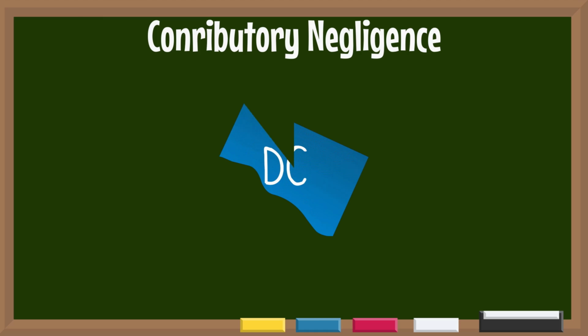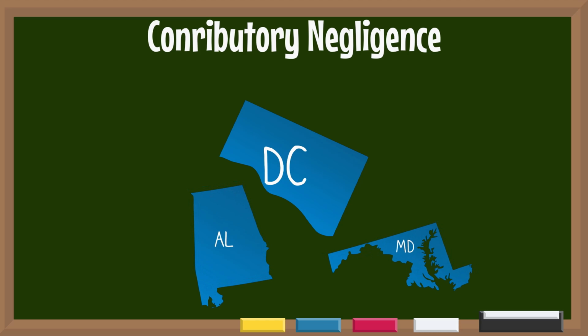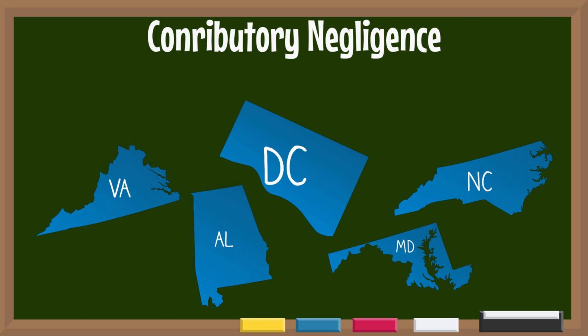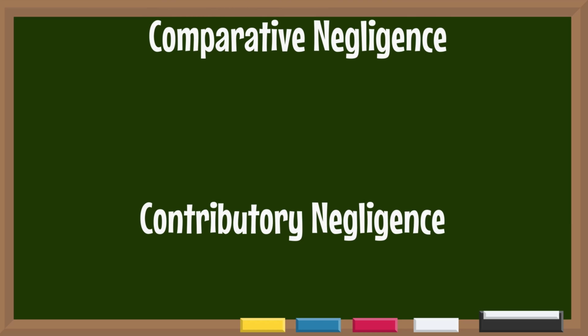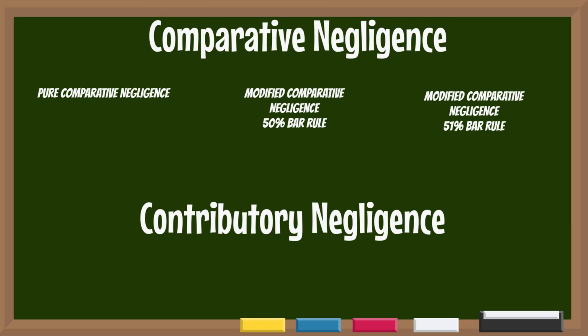Only the District of Columbia and 4 other states practice pure contributory negligence laws, and they are Alabama, Maryland, Virginia, and North Carolina. So this has been the basics of negligence and the difference between comparative negligence and contributory negligence.